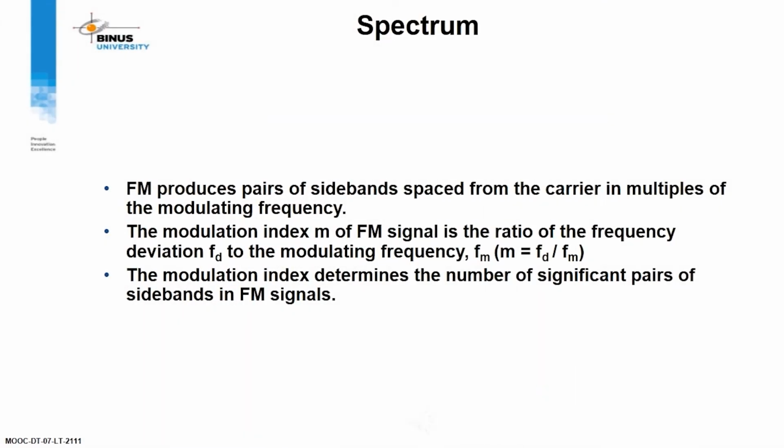Spectrum. FM produces pairs of sidebands spaced from the carrier in multiples of the modulating frequency. Modulation index M of FM signal is the ratio of the frequency deviation to the modulating frequency. The modulation index determines the number of significant pairs of sidebands in FM signal.